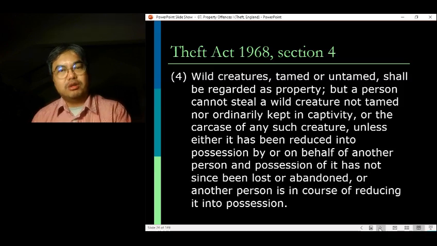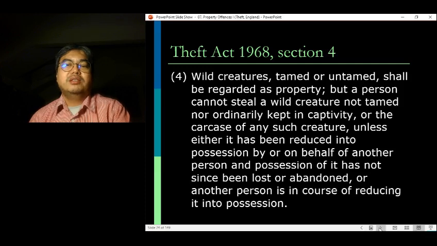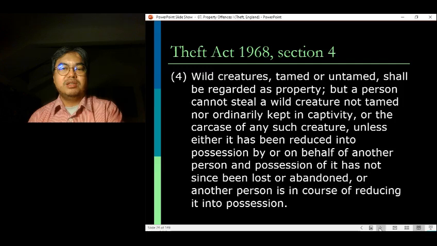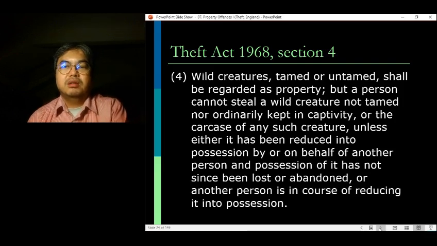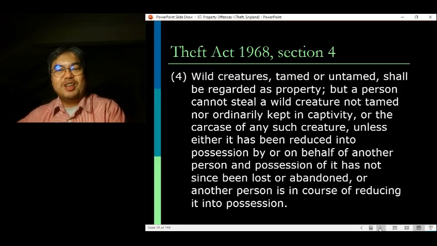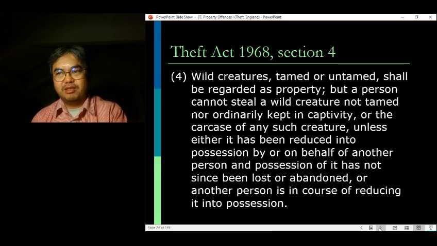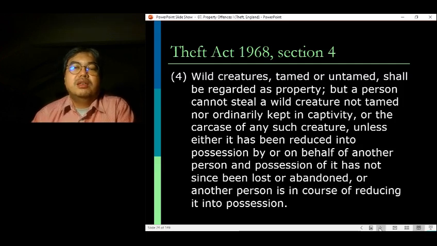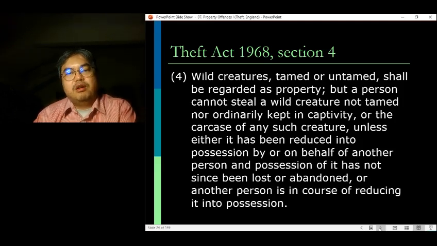So if it's a wild creature that is not tame and is not ordinarily kept in captivity, you can be considered to have stolen it unless it has been reduced into possession by or on behalf of another person, and possession of it has not been lost or abandoned, or another person is in the course of reducing it into possession. There's quite a lot going on there, but basically we are referring to wild creatures now, not your pets, and specifically wild creatures that are not tame or ordinarily kept in captivity. Although they are considered property, you cannot steal them.